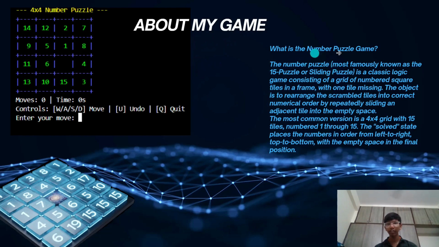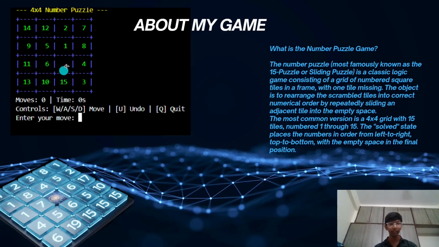So first of all, what is a number puzzle game? The number puzzle game is a classical and logic based game. It consists of a grid of numbered square tiles in a frame with one tile missing. I will just show you a screenshot of my game. So this is, for example, a 4 cross 4 number puzzle in which there is a grid of 16 boxes which we are going to call tiles.